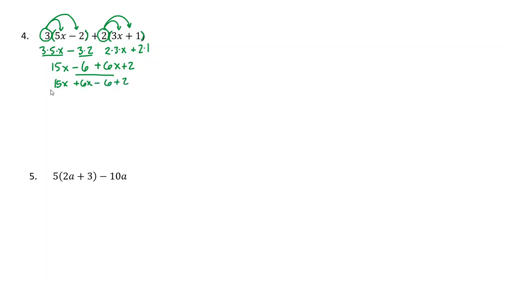And when I do that, I can see now I've got all my x's right there and all my not x's right there, and I can combine like terms. 15x plus 6x is 21x. Because they're both x terms, I can add the numbers. Negative 6 plus 2, well, remember, negative plus positive you subtract, keep the sign of the stronger number. And so negative 6 plus 2 is negative 4. And there we have it.